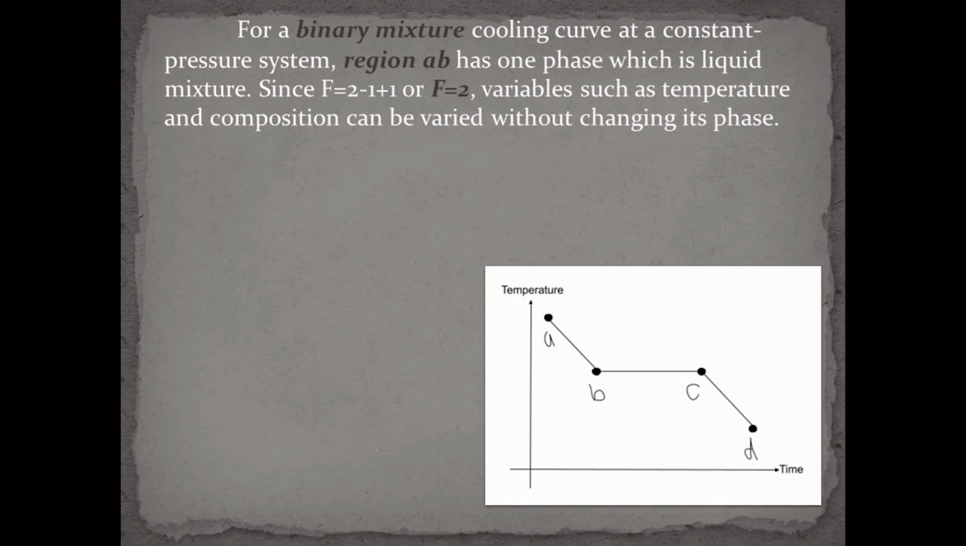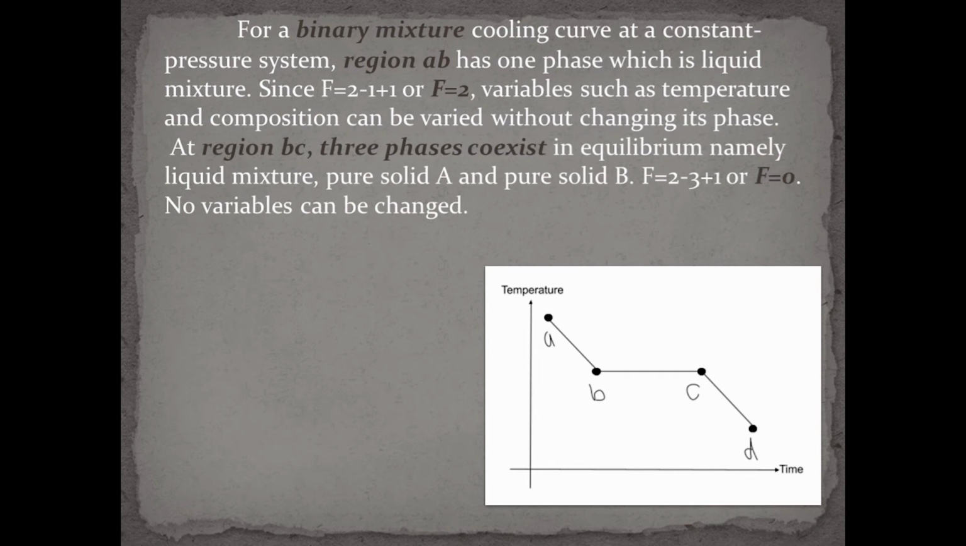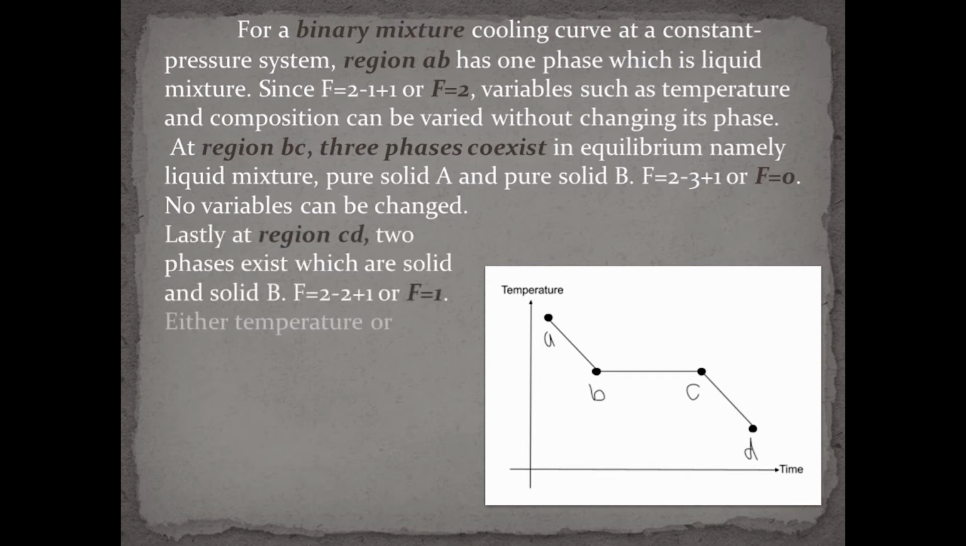For a binary mixture cooling curve at a constant pressure system, region AB has one phase which is liquid mixture. Since F equals 2, variables such as temperature and composition can be varied without changing its phase. At region BC, 3 phases coexist in equilibrium, namely liquid mixture, pure solid A, and pure solid B. Here, F equals 0. No variables can be changed. Lastly, at region CD, 2 phases exist which are solid A and solid B. Here, F equals 1. Either temperature or composition can be varied.